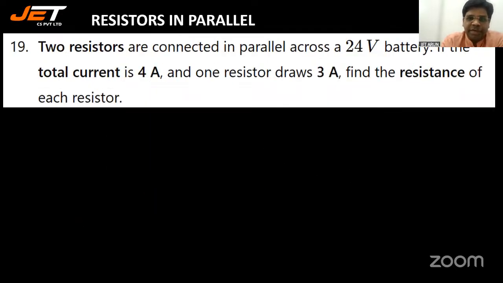Two resistors are connected in parallel across a 24-volt battery. If the total current is 4 amperes and one resistor draws 3 amperes, find the resistance of each resistor. This is a lengthy question, but a wonderful question. You've got to comprehend, frame the idea, and after that solve the problem and do the calculation. This is a very good example of a good physics problem at your level. Two resistors only. First, let's draw the circuit diagram.